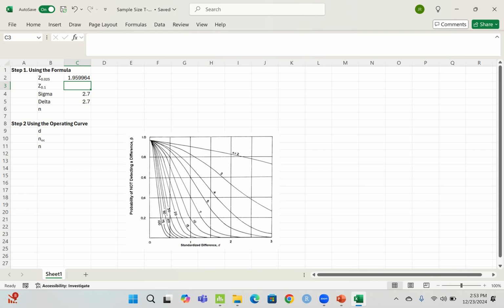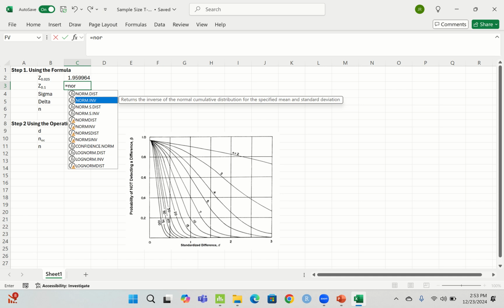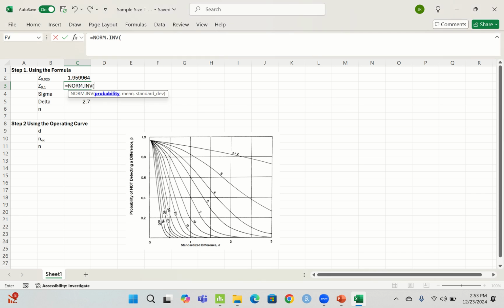The other z that we need to calculate is the z of 0.1, and we're going to use the same exact formula in Excel, NORM.INV. And the probability is going to be the power of our test, which is 0.9, 1 minus beta. Beta is 10%. The mean again is the standard normal, 0 and 1. And that is our value right here.